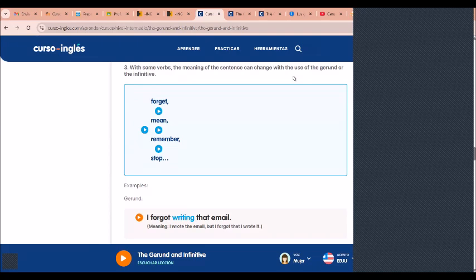With some verbs, the meaning of sentences can change with the use of the gerunds or the infinitive.